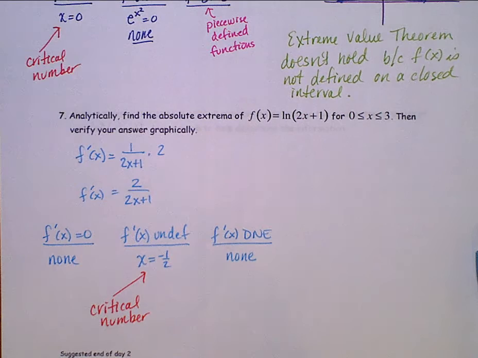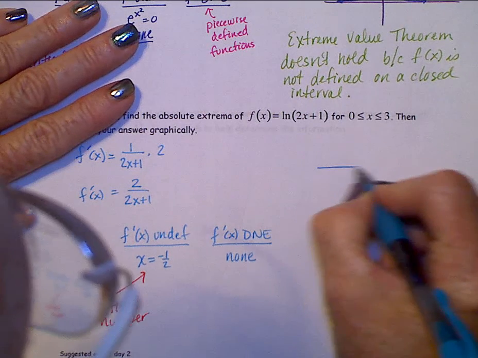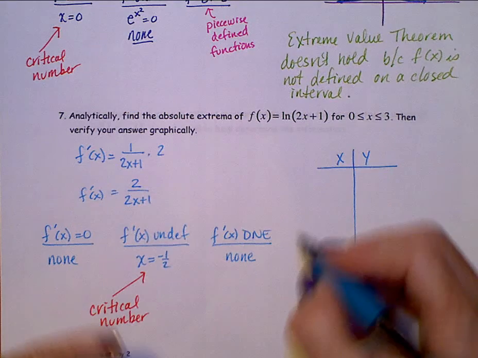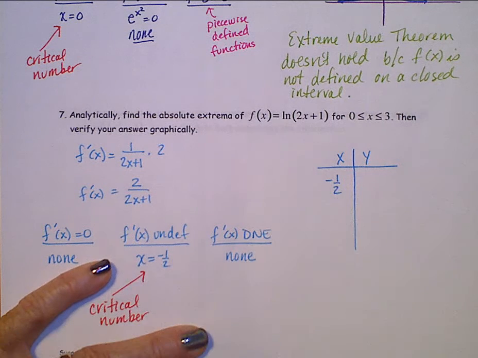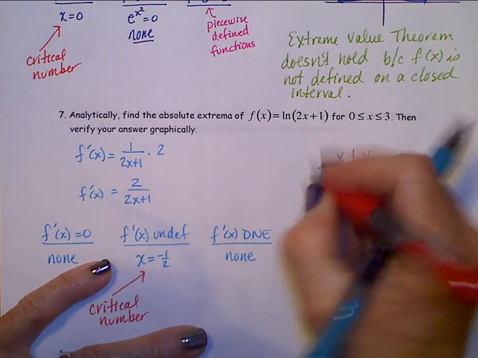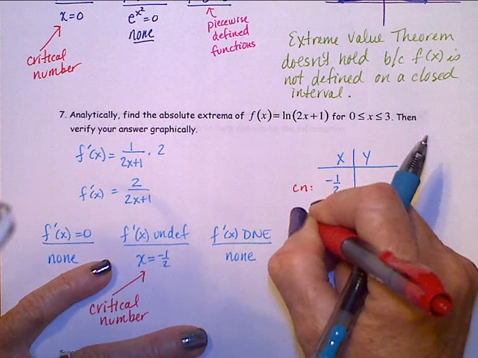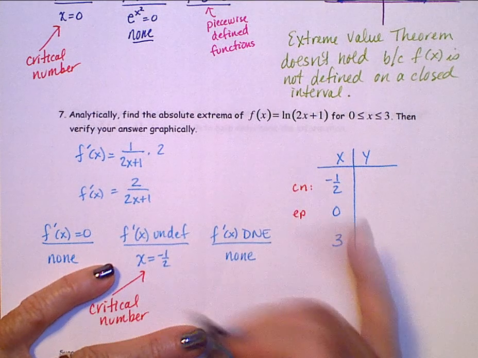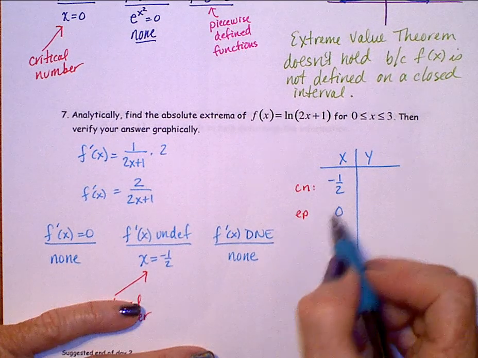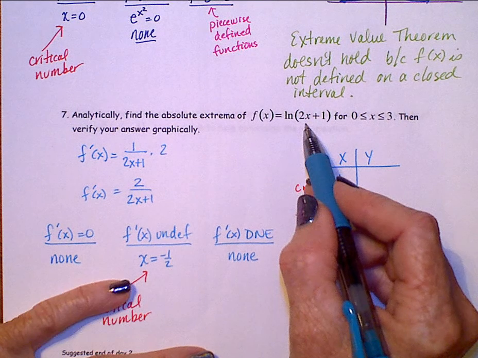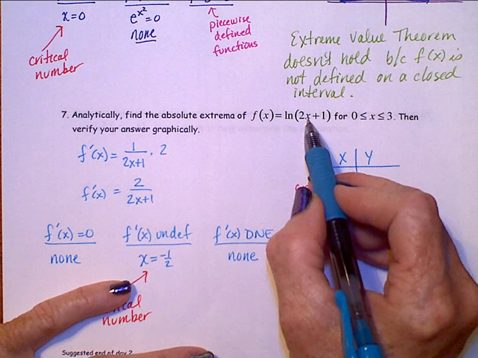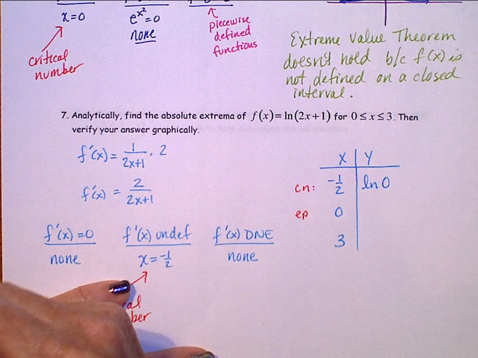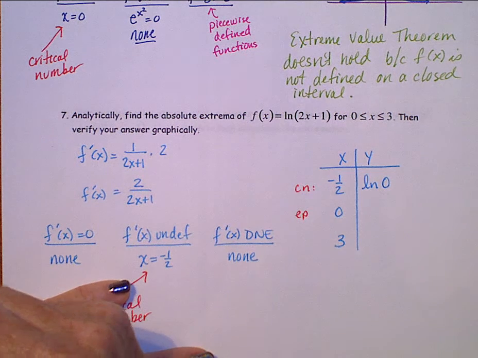So let's go set up our t-chart then, with a critical number of negative a half and the endpoints of 0 and 3. And let's start evaluating. Let's plug this negative a half right in here. And 2 times negative a half is negative 1 plus a 1, 0. So I need the natural log of 0. Oh, that doesn't exist.